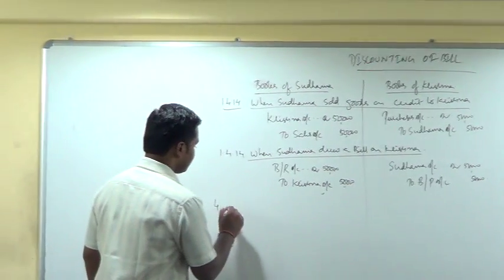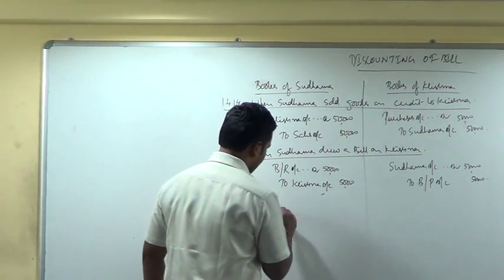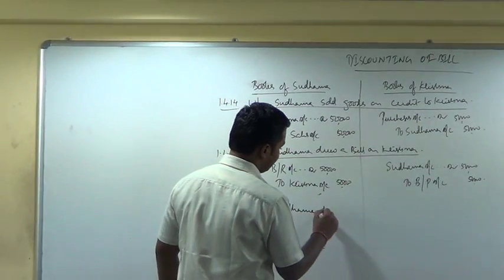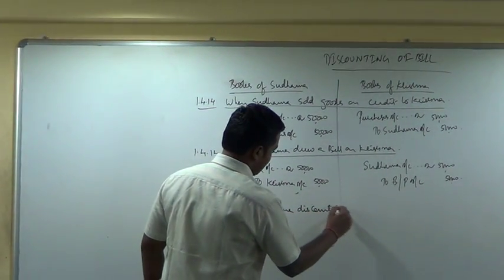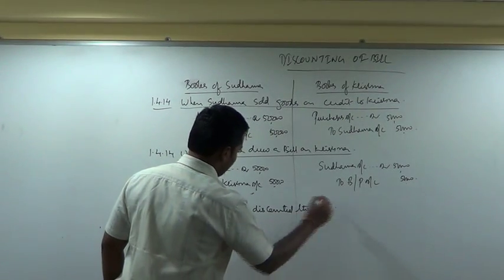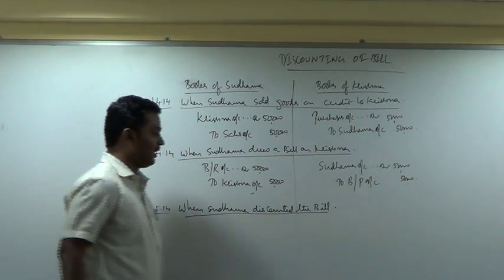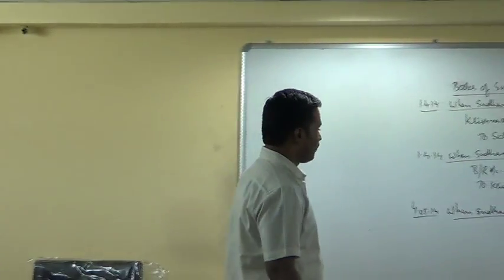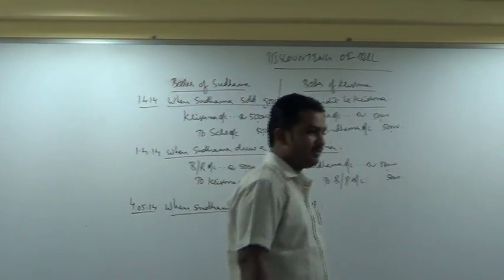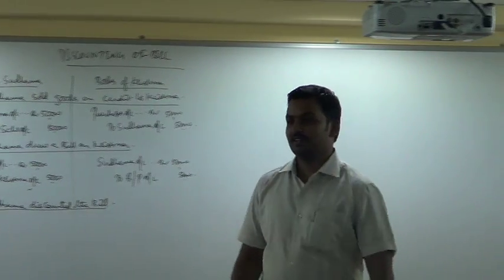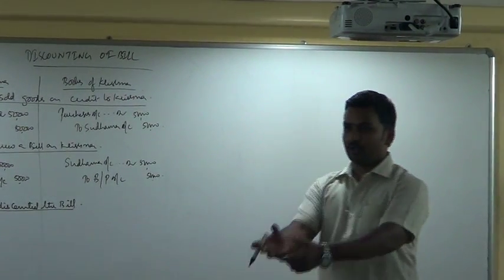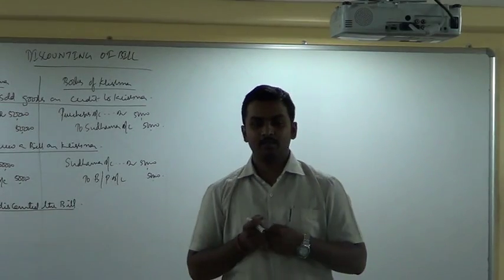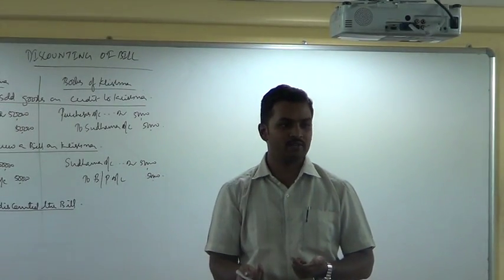What happened next? On 4th May, when Sudama discounted the bill. Now, what happens? Sudama went to the bank and he says, take this bill, give me money. Bank says, boss, you are coming 2 months before the due date.